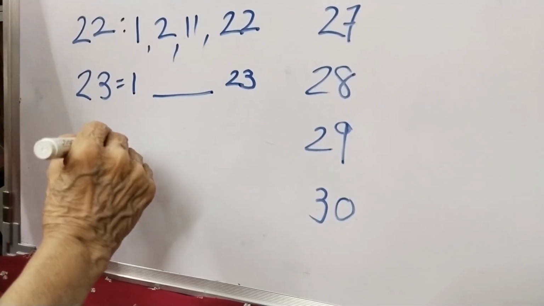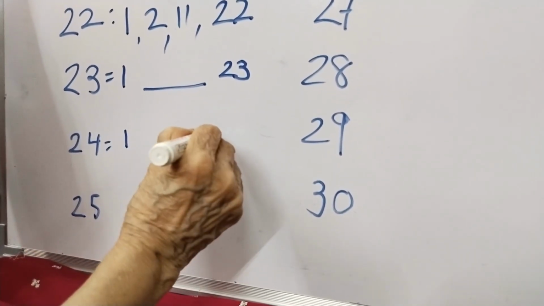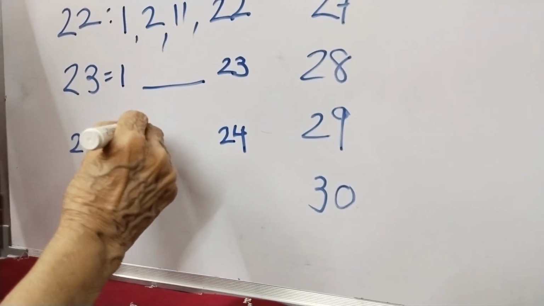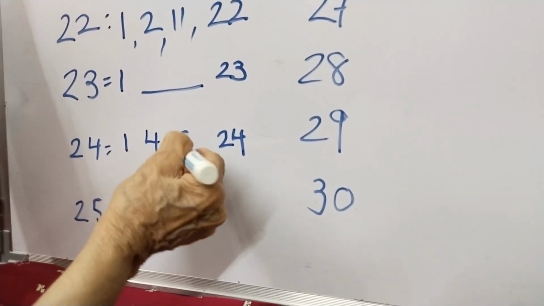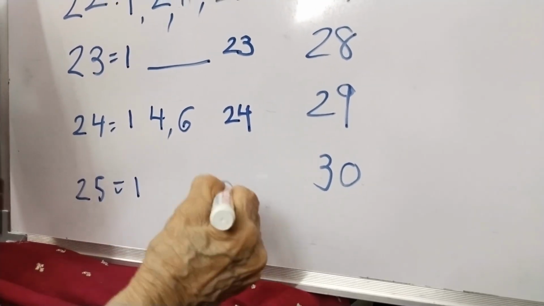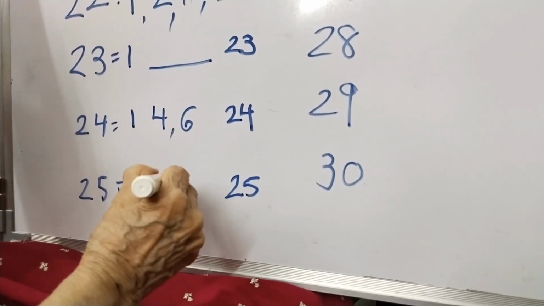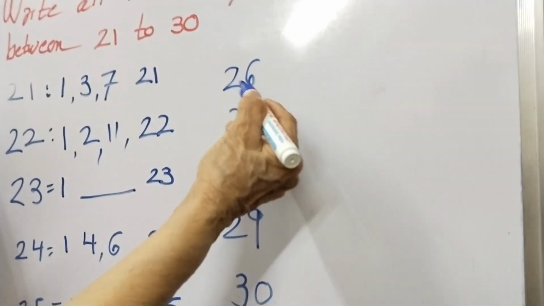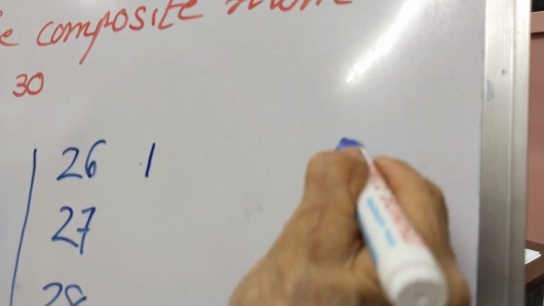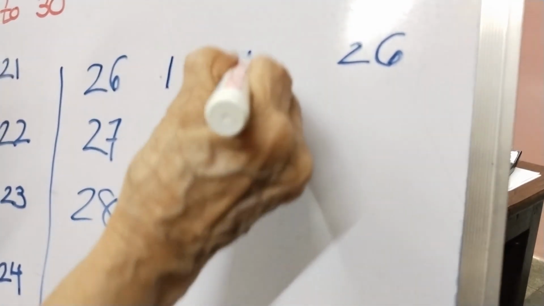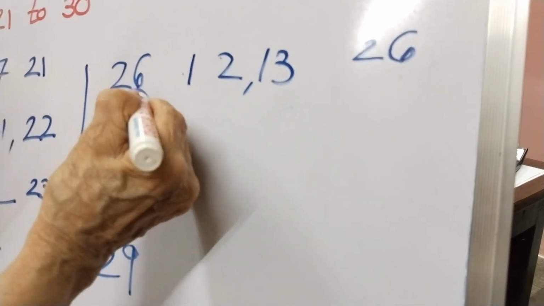Now we come to 24. 24 has got 1 as a factor, 24 as a factor, and in between there are several factors. Some of them are like this, 4 into 6, because 6 4s are 24. Now we come to 25. 1 as a factor, 25 as a factor, and in between 5 is a factor because 5 5s are 25. Now we come to 26. 26 has got 1 as a factor, 26 as a factor, and in between there are 2 and 13, because 13 2s are 26.